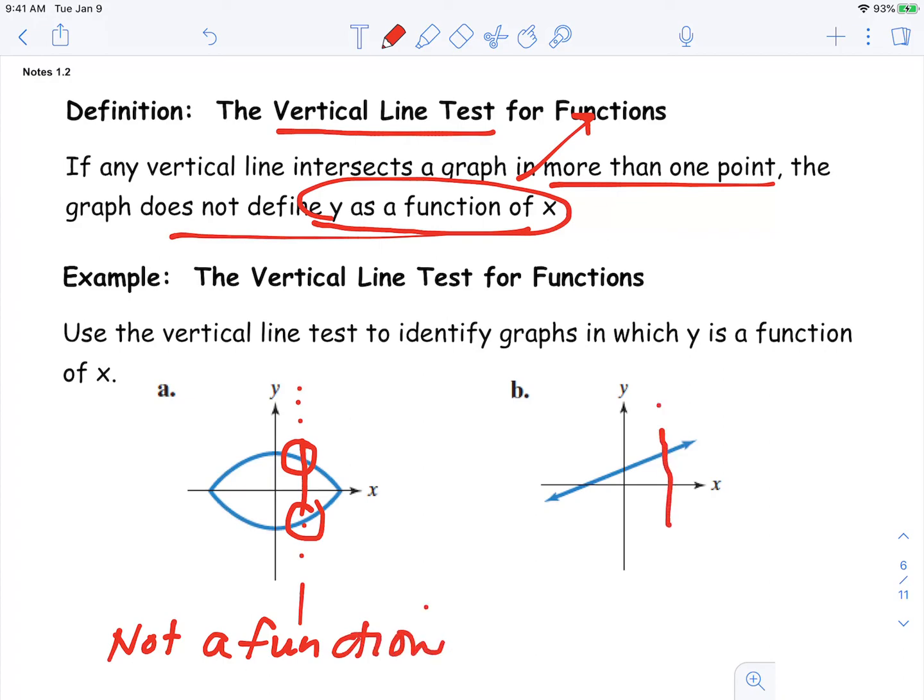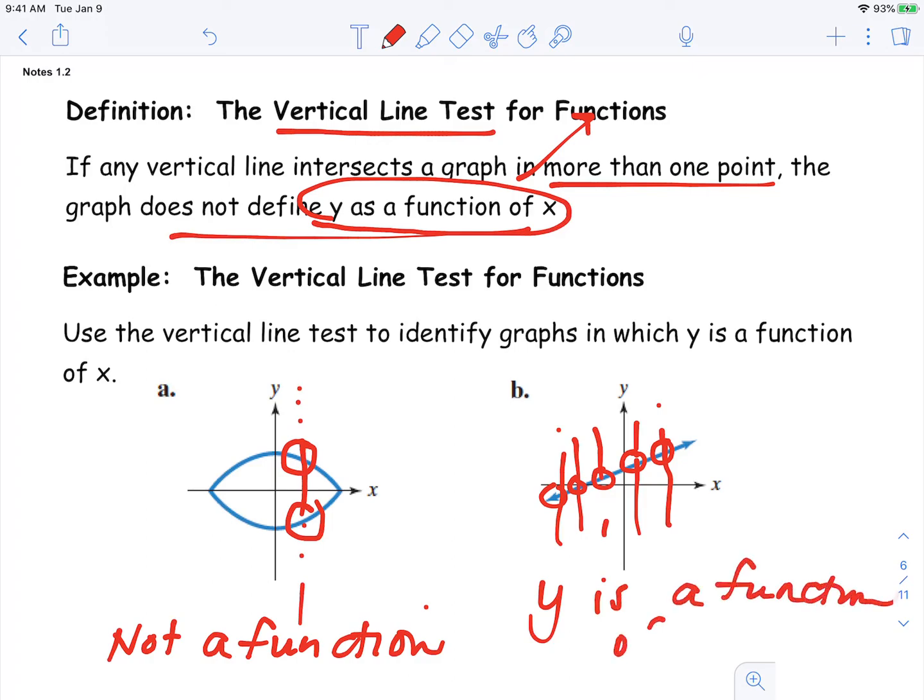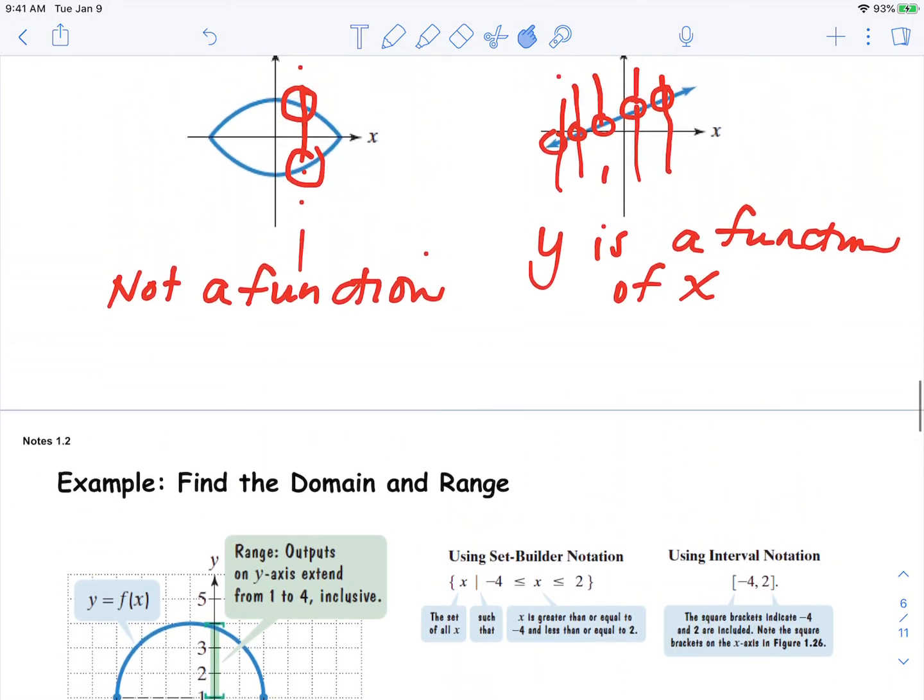Second example, you create all these imaginary vertical lines, it touches once, and continues on. So this is a function. We'll stop there.